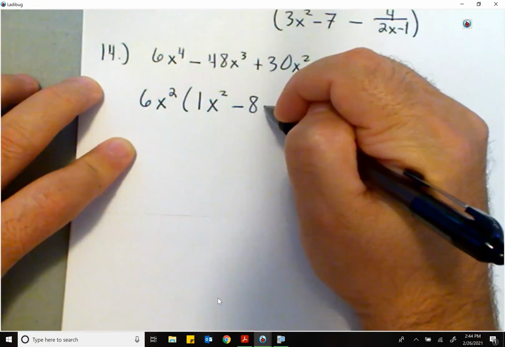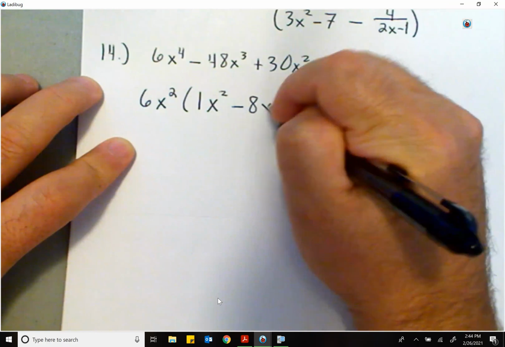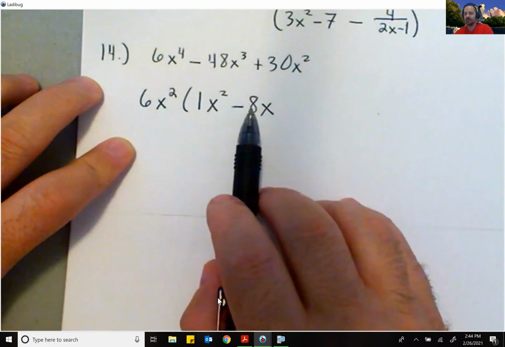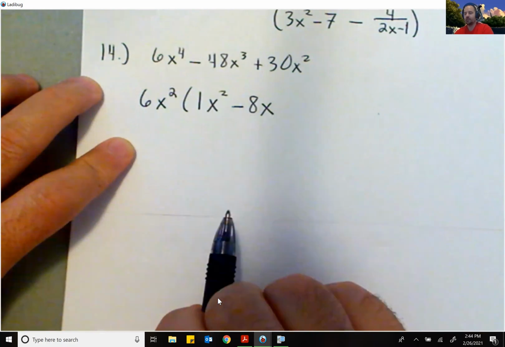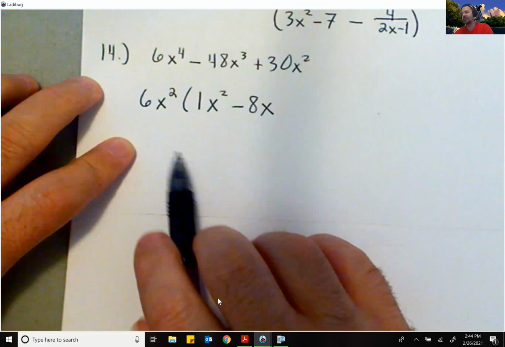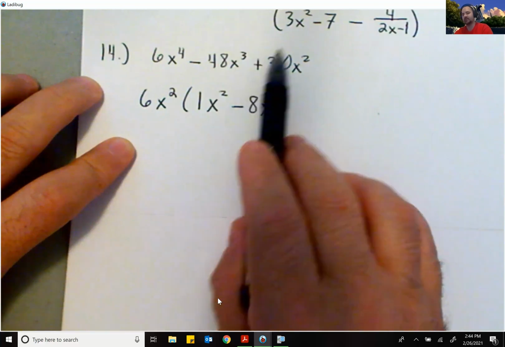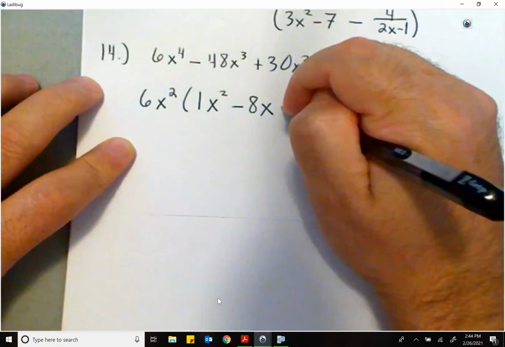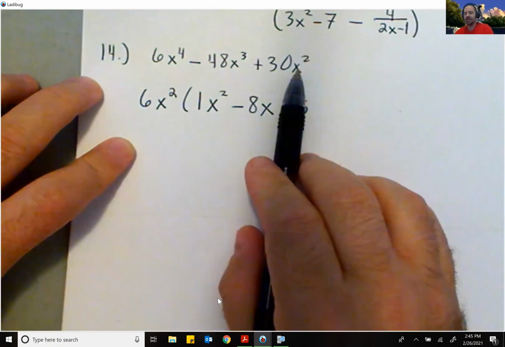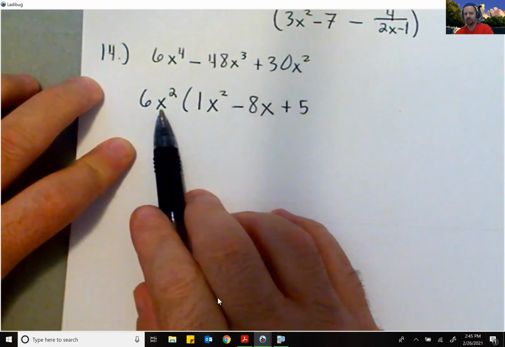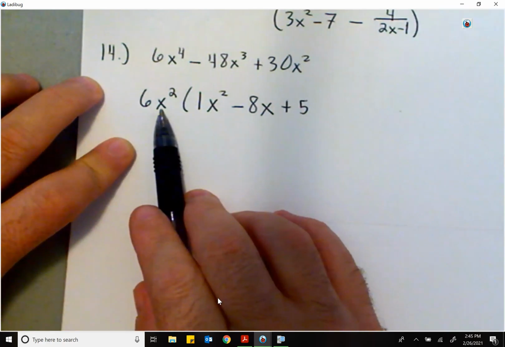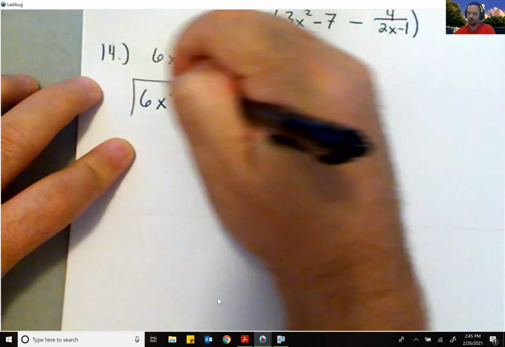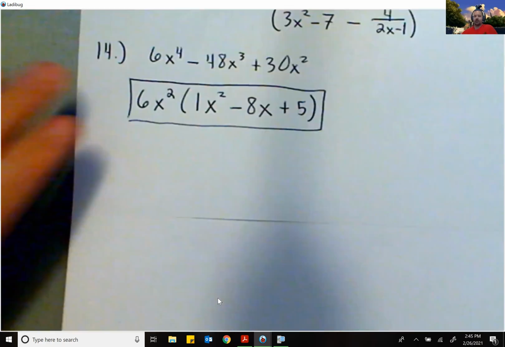Leaves us with 1x. So when I take the GCF out of the next term, this is what's left, negative 8x. Okay. What is 30 divided by 6? 5. There are 2 X's. I'm taking 2 away. What's left? None. Nothing. And there you go. That is the answer for number 14.